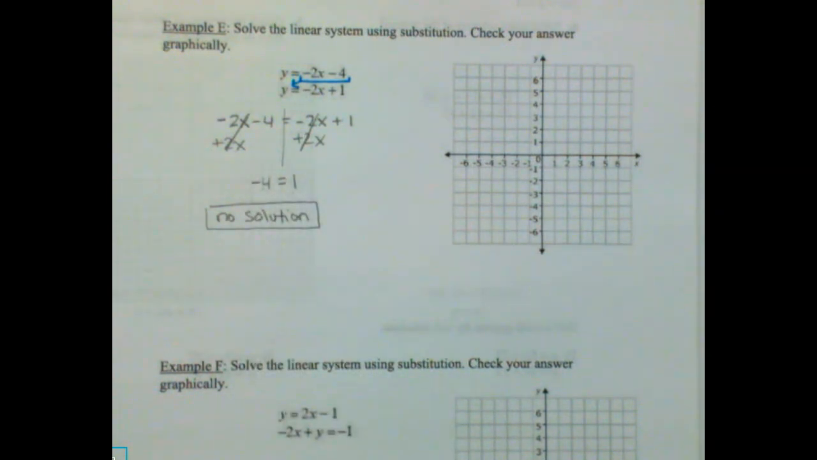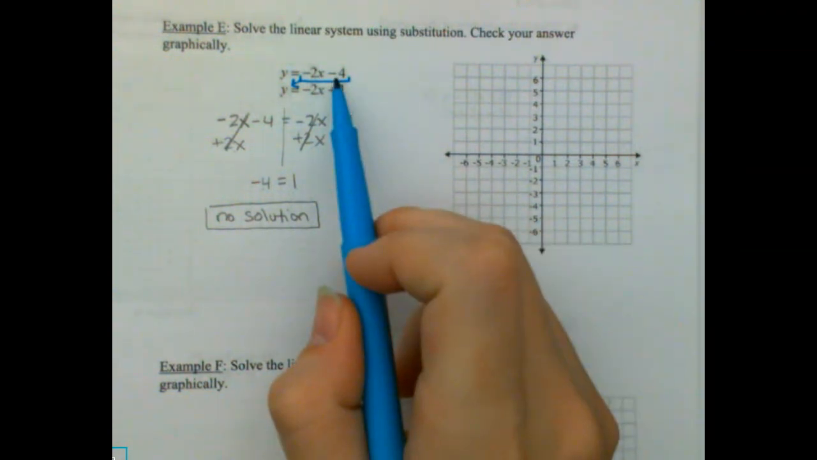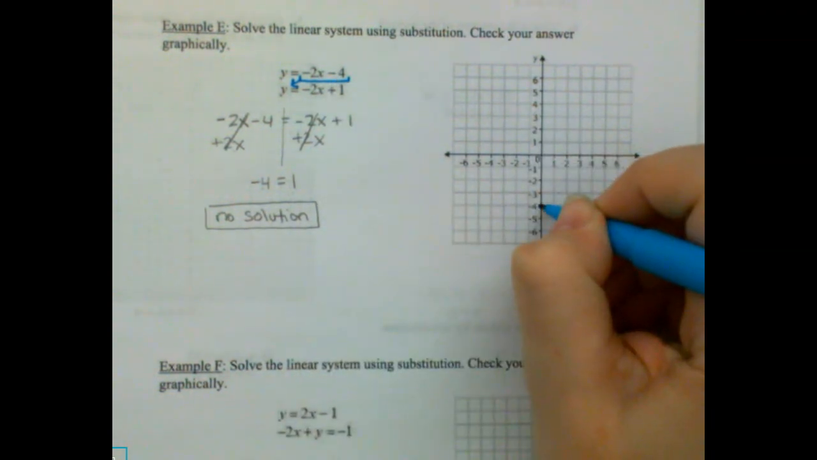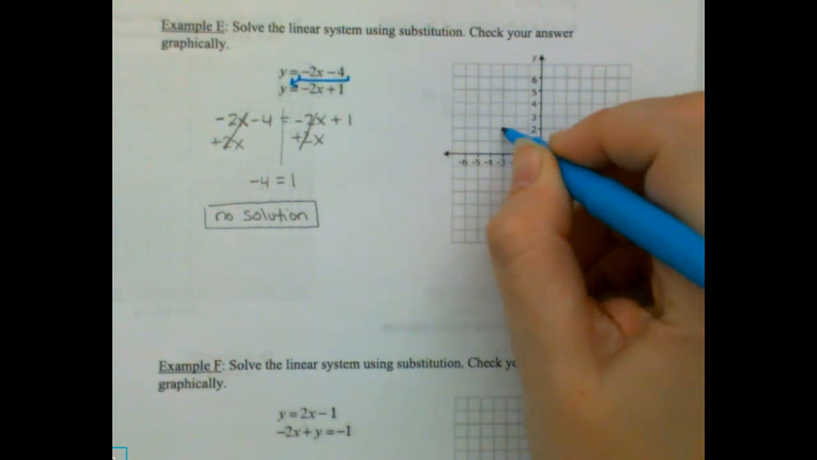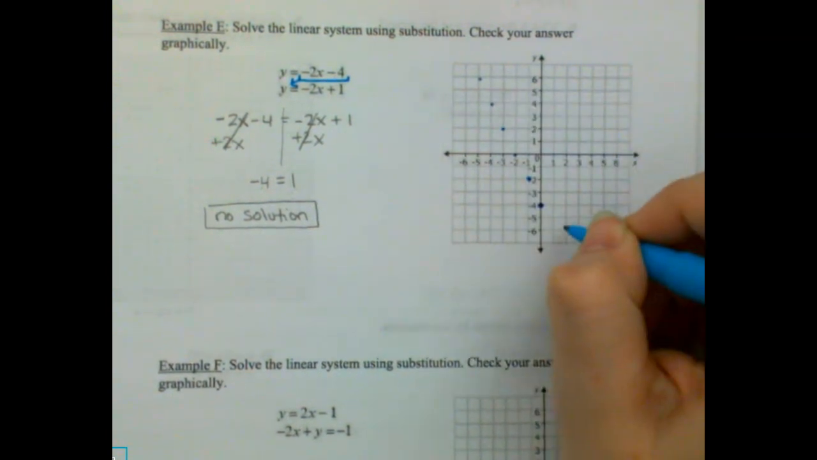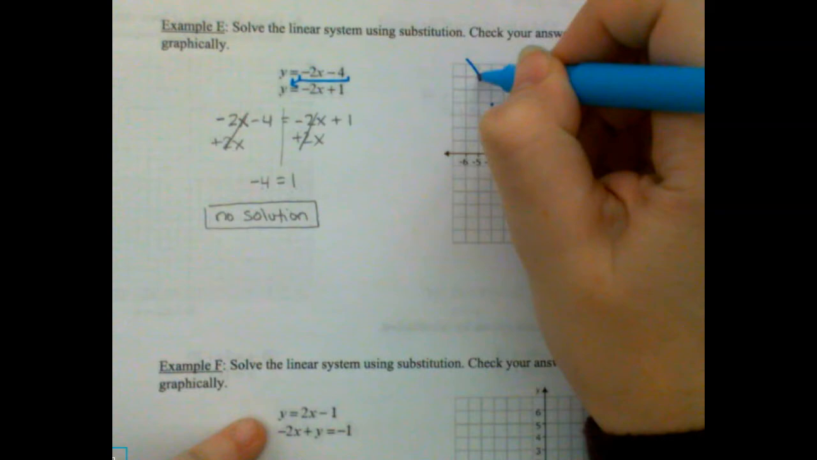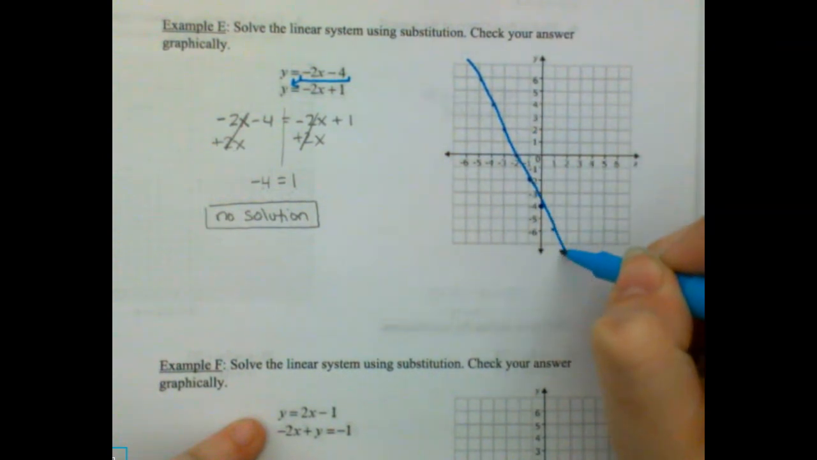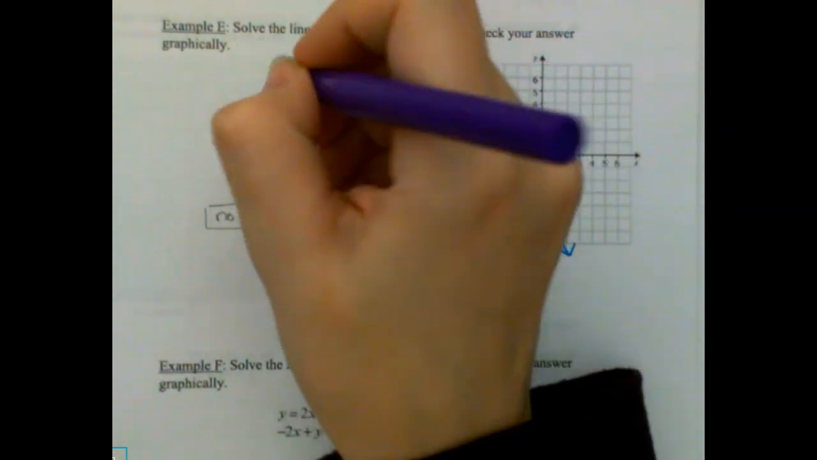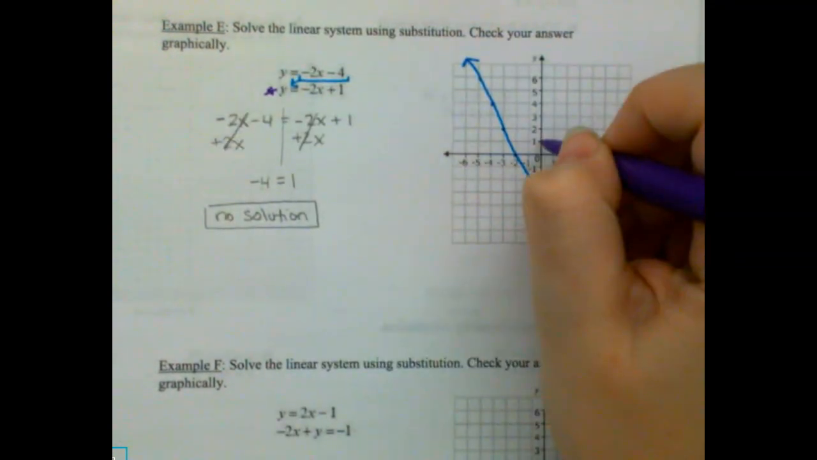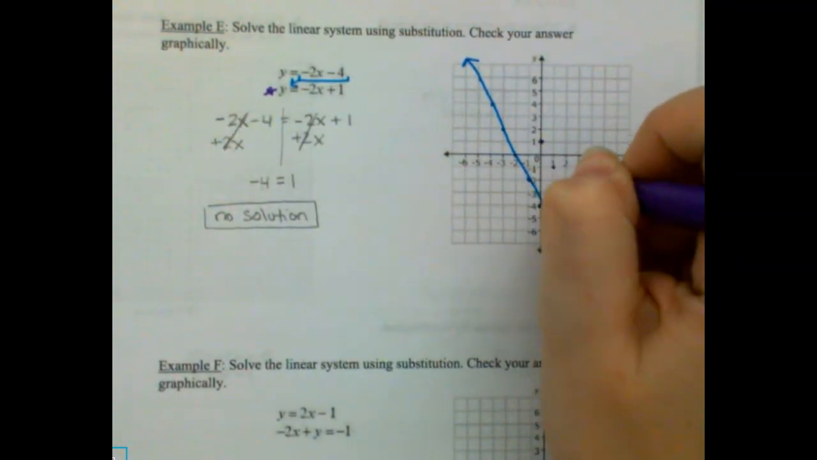If I want to graph this now, let's graph the first equation, the blue one. That's going to start at negative 4, and I'm going to go up 2 over 1. I'll make some points here. Okay, so there's my blue line. Let's make the second line purple. That line starts at 1, and it's also going down 2 over 1.